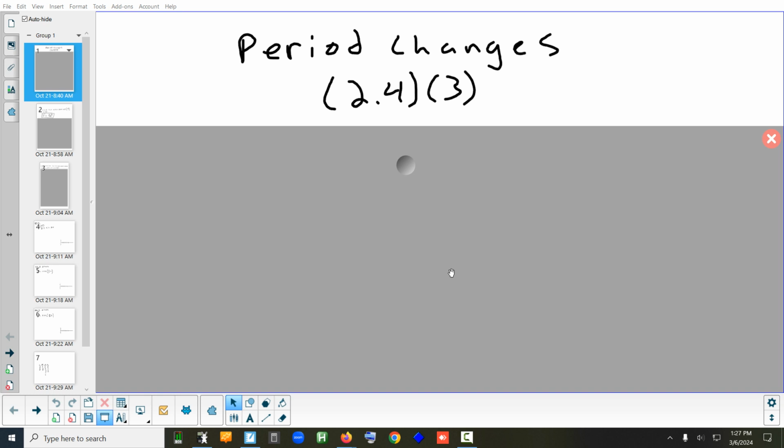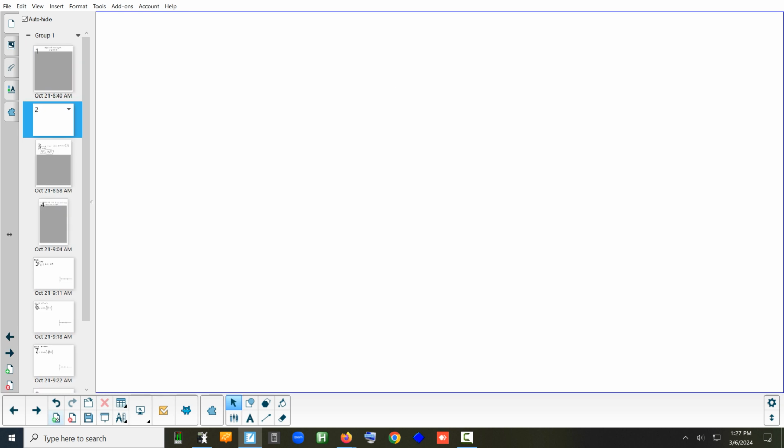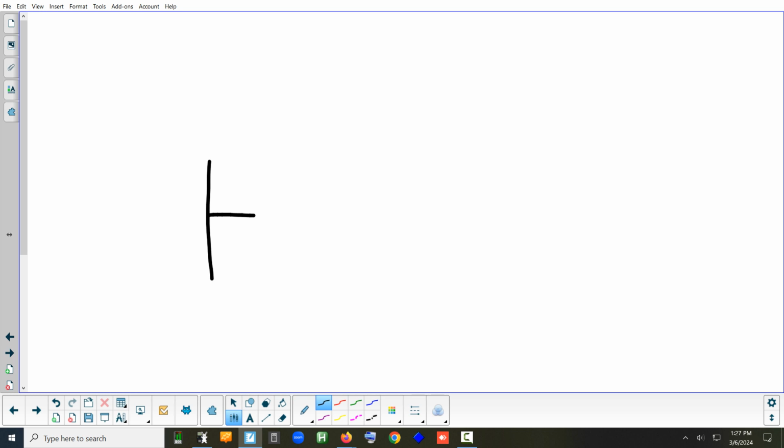So last section we're going to look at is 2.4 part 3. And that's on period changes, which is horizontally stretching or compressing the graph. Now, every graph that we've looked at this week so far has had the same period. The period is the amount of distance you have to travel for the graph to basically do its thing and then start over and do its thing again.